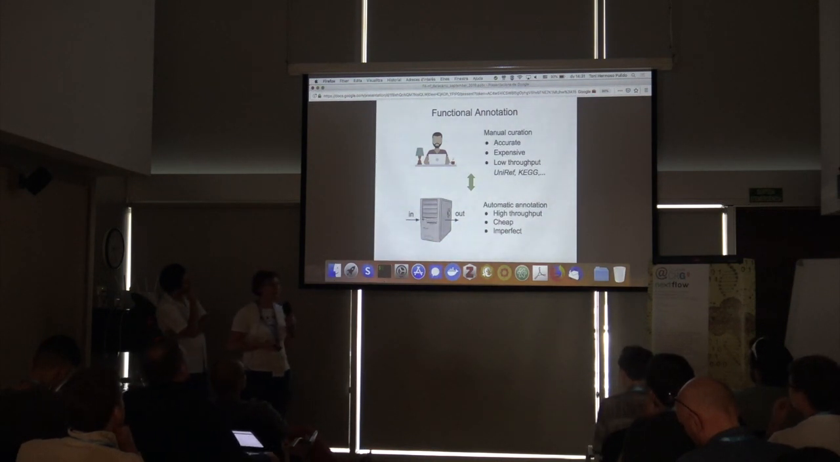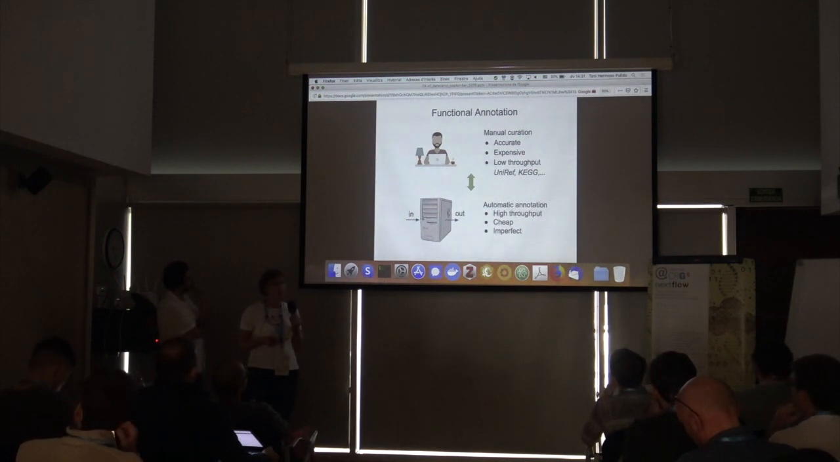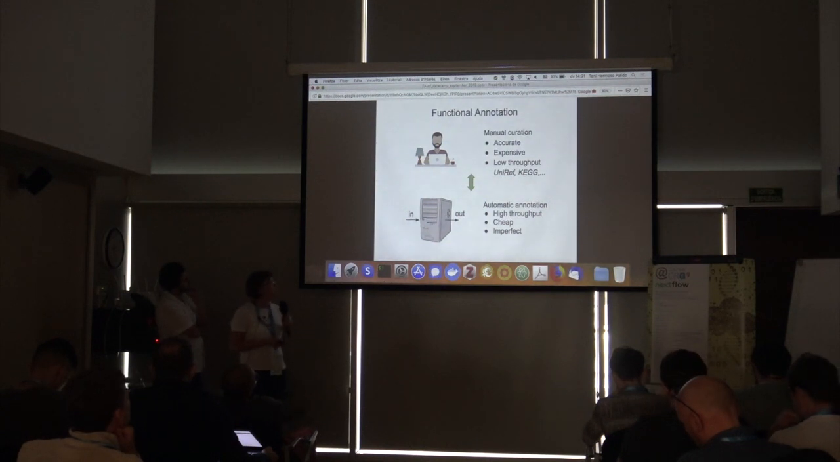People started with the manual annotation at the beginning. It's usually very accurate, but it is low throughput. Usually it's a scientist who takes his favorite protein and then does a lot of experiments. And this is how the initial databases were filled. So now we have a few reference databases which can be used for the annotation of other proteins.